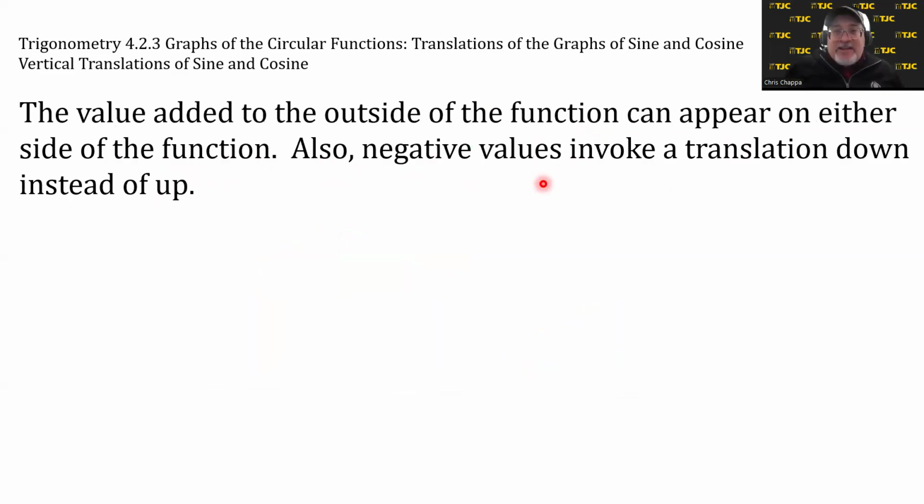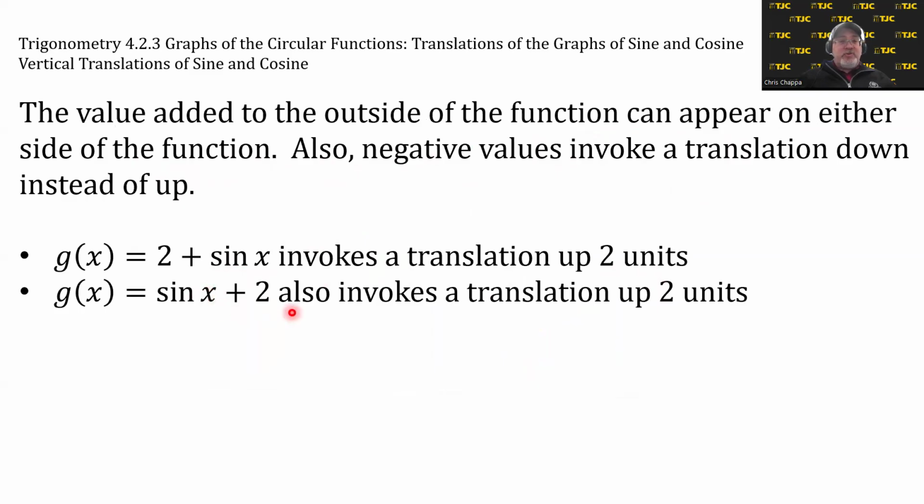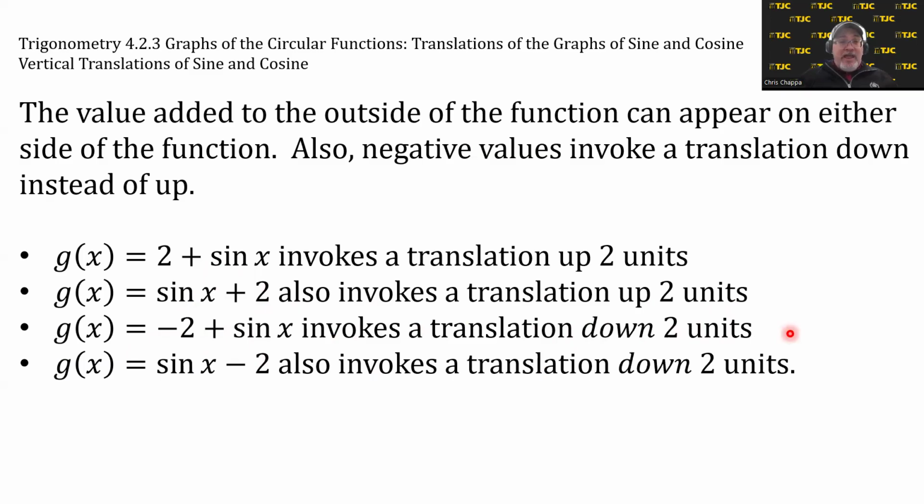The value added outside the function can appear on either side of the function. Also, negative values invoke a translation down instead of up. So for example, g of x equals 2 plus sine of x, up 2 units. But if we switch the order of the addition, it's still up 2 units. Notice the plus 2 is not on the x. It's on the outside of the trig function. We could have put parentheses around the x for emphasis there. However, if we have negative 2 plus sine of x, it moves the graph down. And if we have g of x equals sine of x minus 2, it also invokes a translation down.